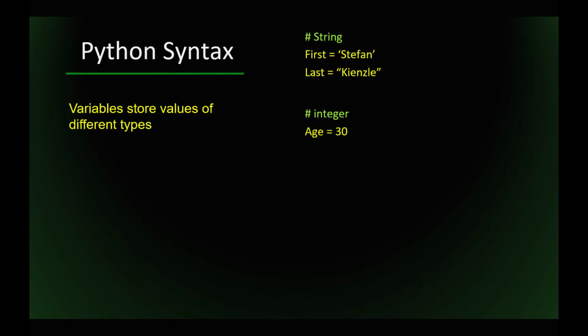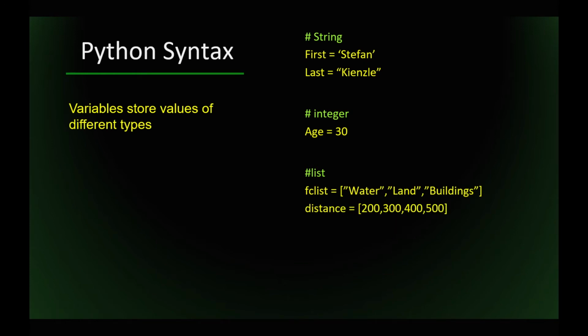We already defined integers. In this case, I'm defining age equals 30. I can define lists. In this case here, a feature class list. Again, square brackets. And our individual features are separated by a comma and are in quotation marks. Here is a list of distances, maybe distances that we would use to buffer something.